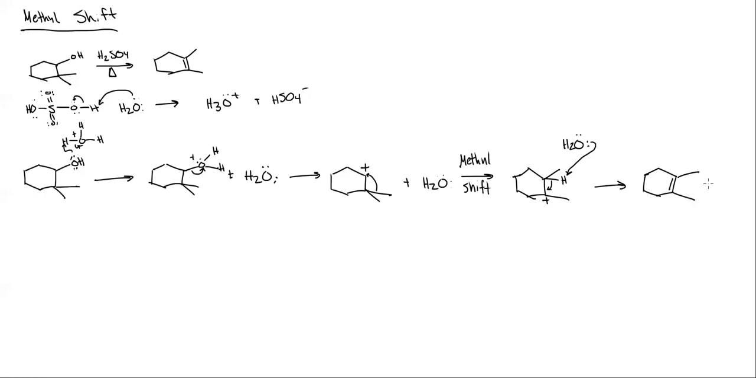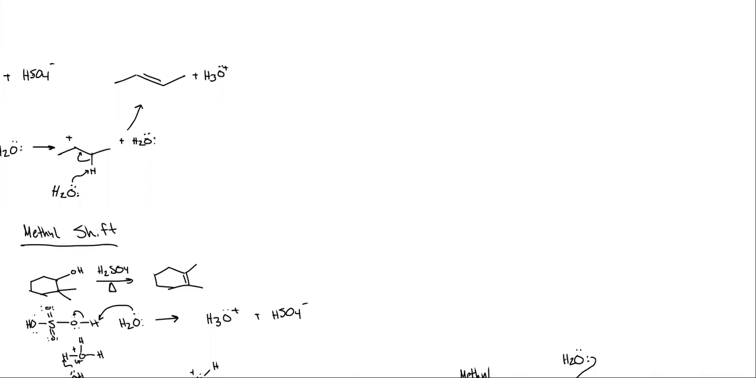It's going to form our double bond, and then we also get, you guessed it, hydronium. We're done. That's it. Okay. So that's what our methyl shift looks like. Very similar to methyl shifts in SN1, really no different. The mechanism is just very slightly different, but the methyl shift happens exactly the same, right? There's no real difference there.